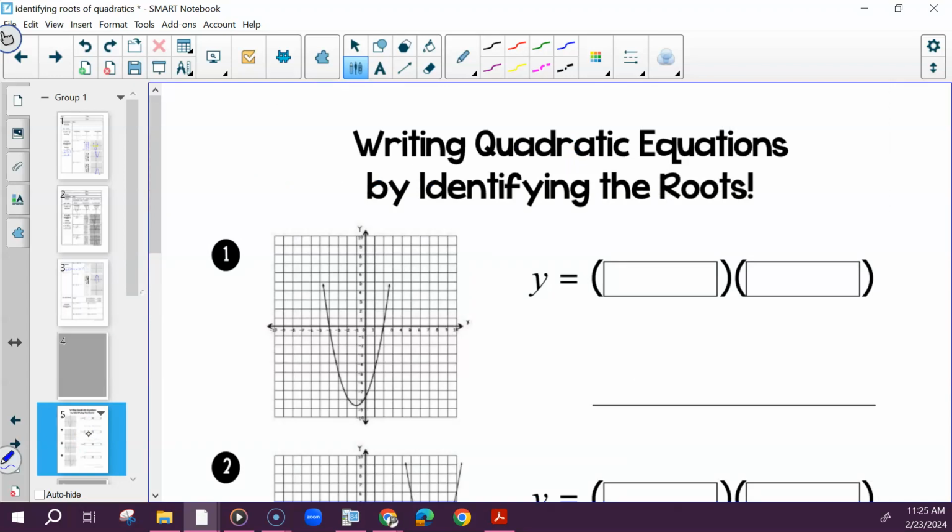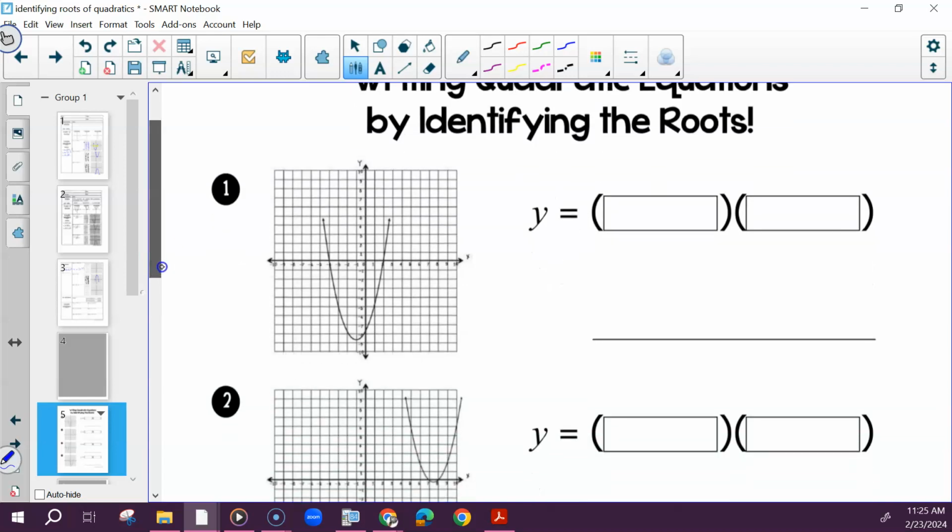So this one is basically doing what we were just doing, but now we have a graph. So let's find the solutions. There are 2 of them. What are they? -4 and positive 2. I'm just going to write that off to the side.